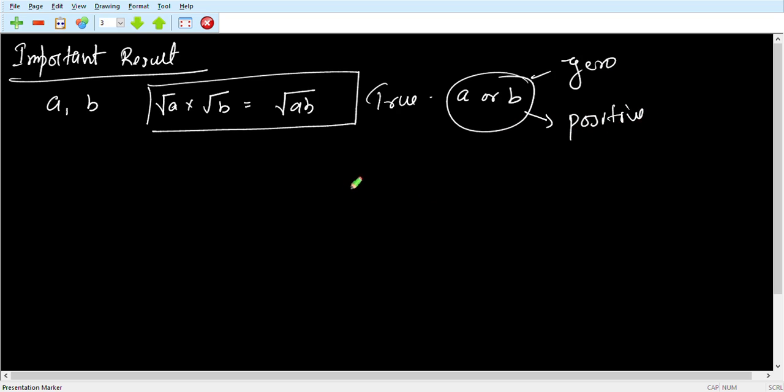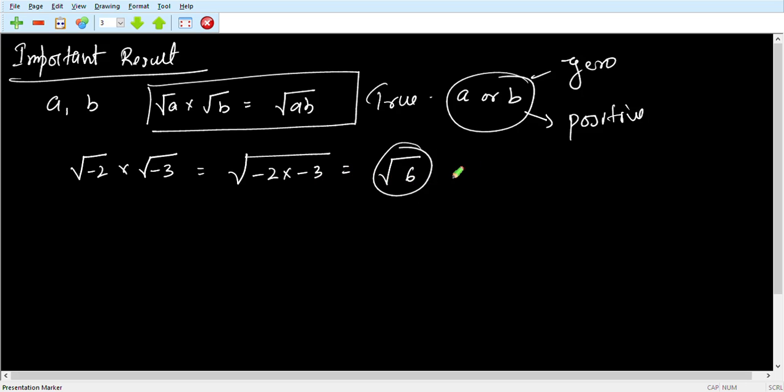For example, if I have under root minus 2 into under root minus 3, I cannot simply write under root of minus 2 into minus 3 and say the value will be under root 6. This is a wrong result. The proper way to do this problem is to deduce it in this way.